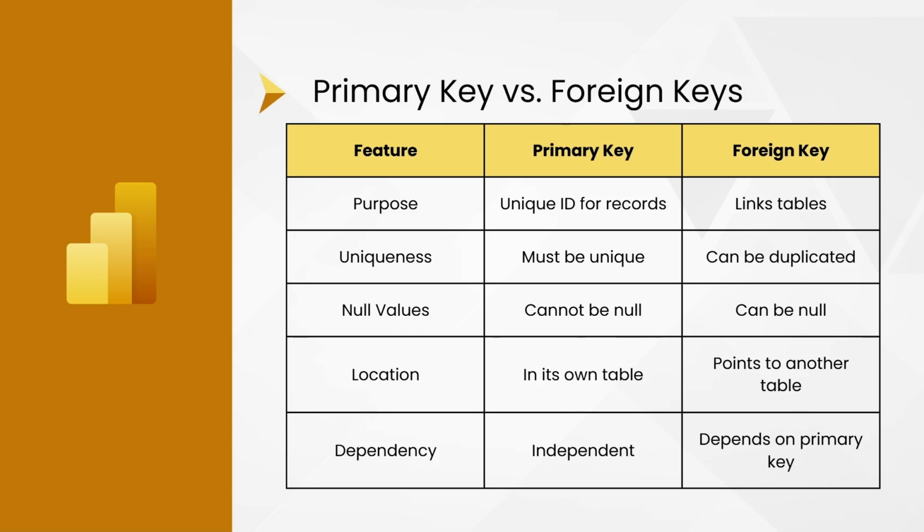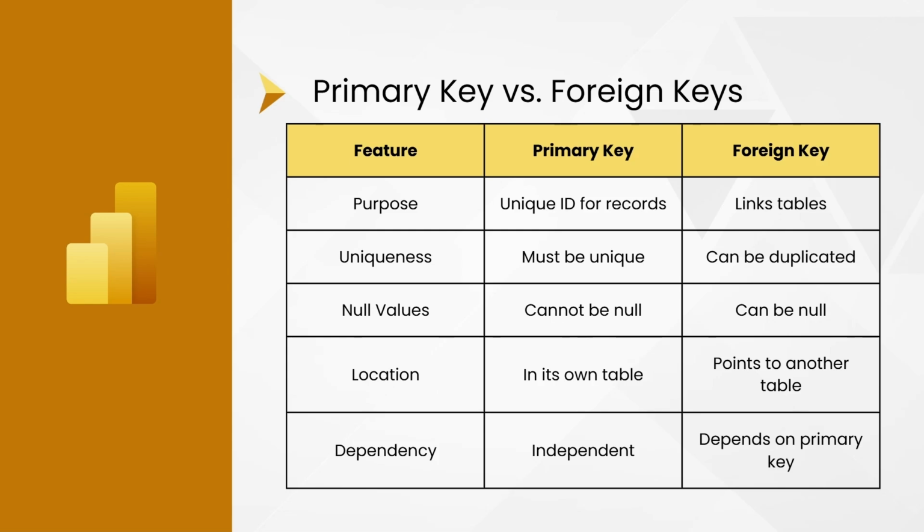Starting with purpose. A primary key is used to uniquely identify each record in its own table. Think of it as a unique ID for each row in the table. A foreign key, on the other hand, is used to link one table to another. It's like a pointer that connects related data in different tables. Second comes uniqueness. A primary key must be unique. No two rows can have the same primary key value, ensuring each row stands out. A foreign key doesn't need to be unique. It can have duplicate values, which means the same foreign key value might appear multiple times across rows.